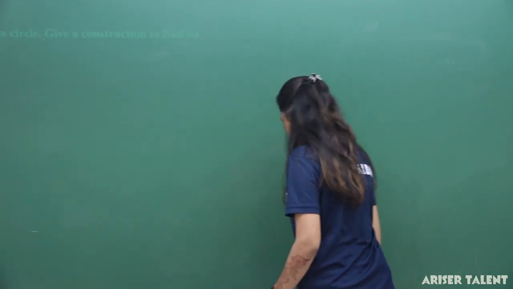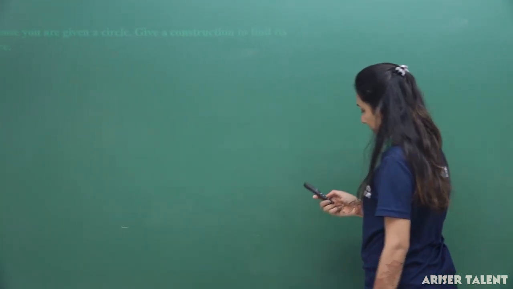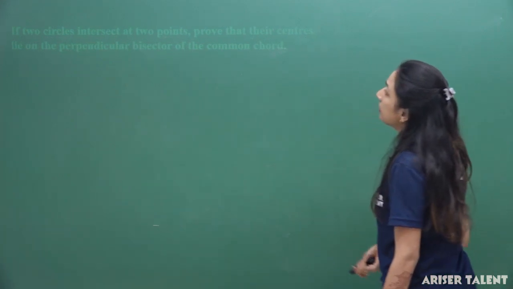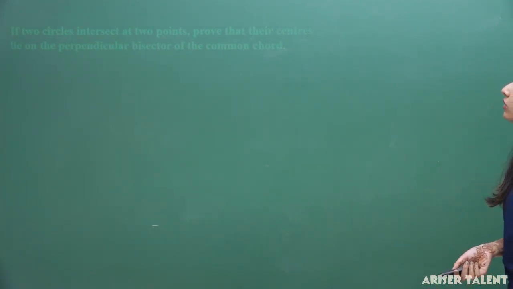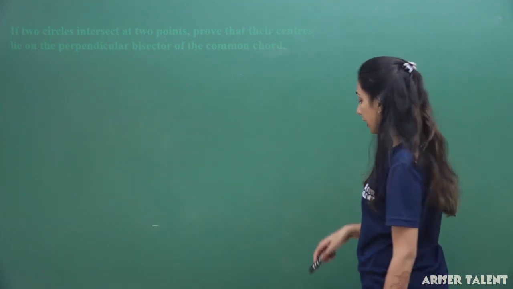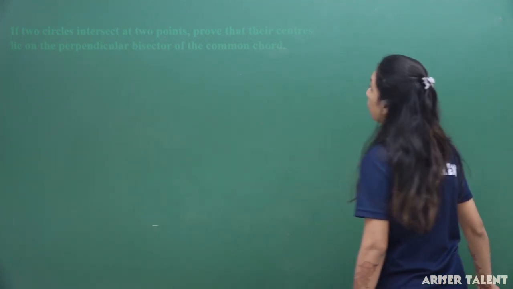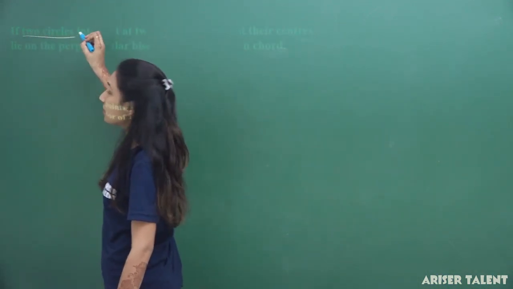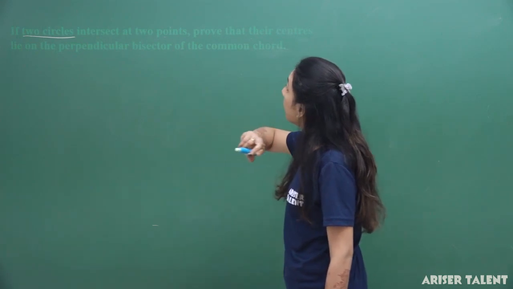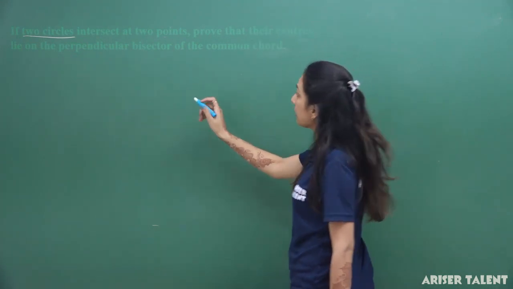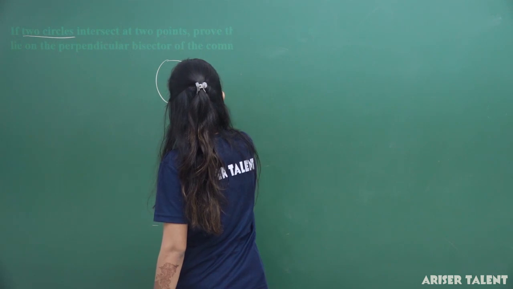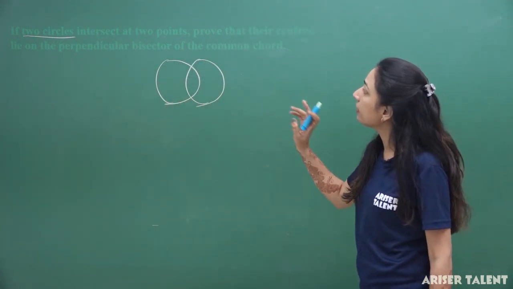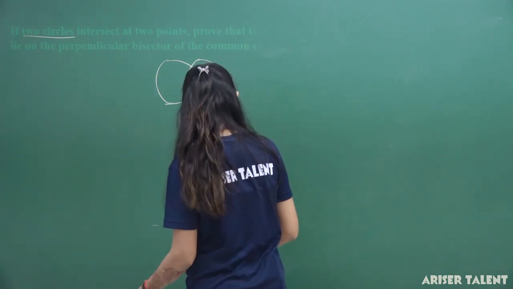So about the next one, let's see what's here. If two circles intersect at 2 points, prove that their centers lie on the perpendicular bisector of the common chord. So we are talking about two circles here. Then they intersect. So two circles are intersecting at 2 points. So this is the condition. Okay, prove that their centers lie on the perpendicular bisector of the common chord.